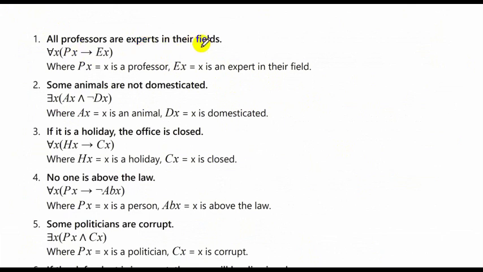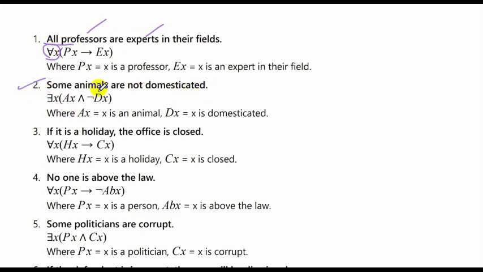All professors are experts in their field. Whenever we use the all symbol, so for all x, x is a professor, Px stands for x is a professor, and Ex stands for x is an expert in their field. Now, wherever we have the all or universal symbol, it basically implies that if x is a professor, they will be an expert.